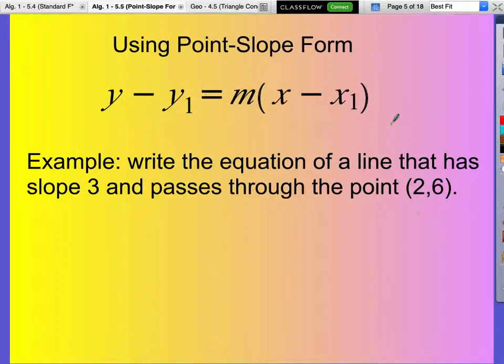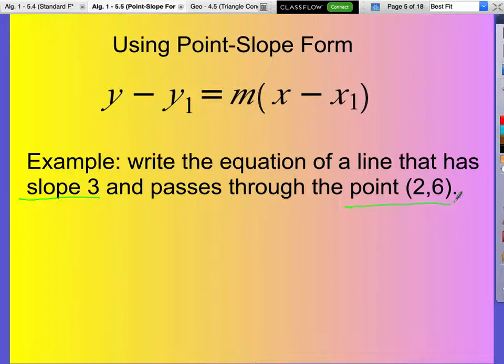We have this example. If we have an equation of a line that has a slope of 3 and passes the point 2, 6, what I want you to write down is the slope of 3 and the point 2, 6. So just the two things I underlined is what I want you to write down on this.